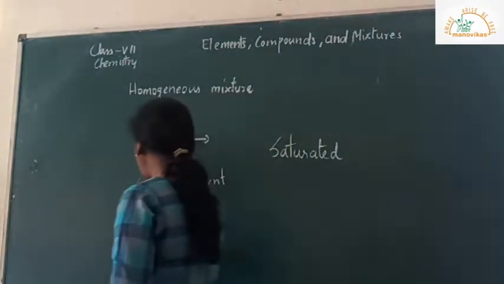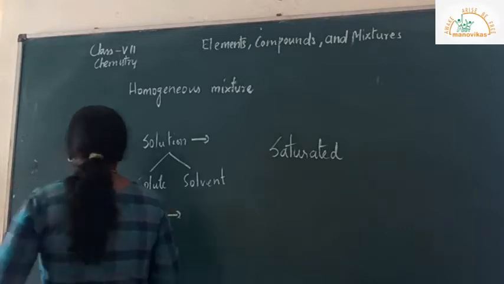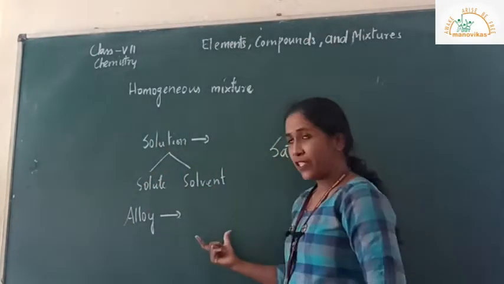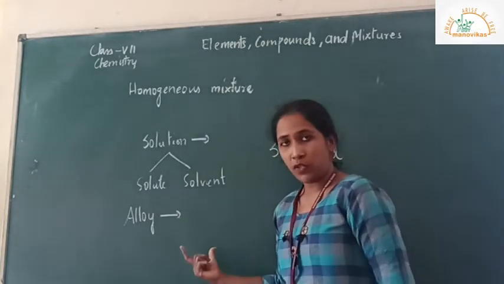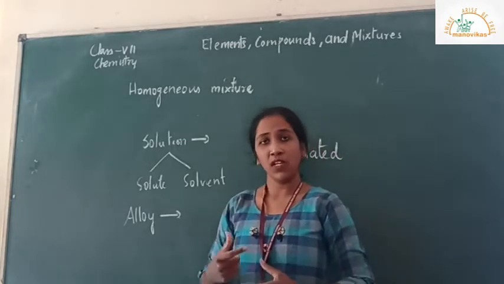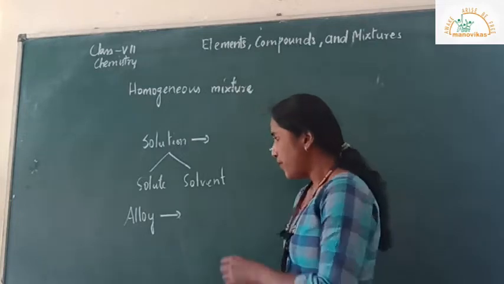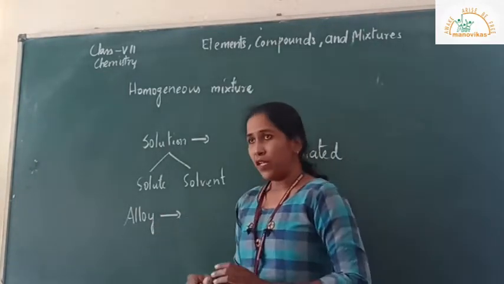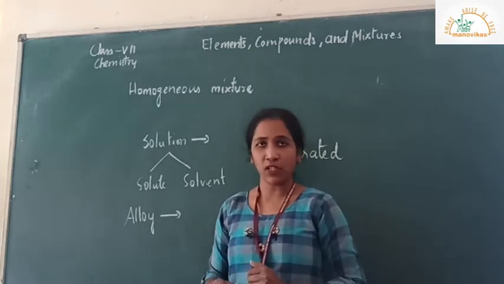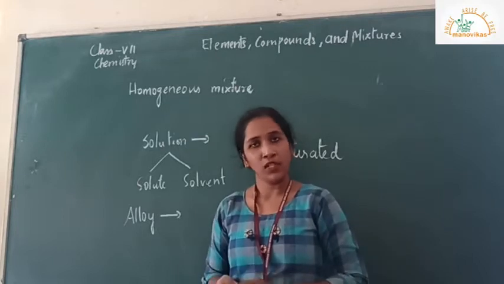Now we will study alloy. Alloy is a homogeneous mixture of metal with a non-metal or with a metal. So here it forms a homogeneous mixture of the metal with another metal or non-metal. Now in alloy, the substance is heated to a very high temperature and then it gets converted to a liquid state, and after that it gets solidified.